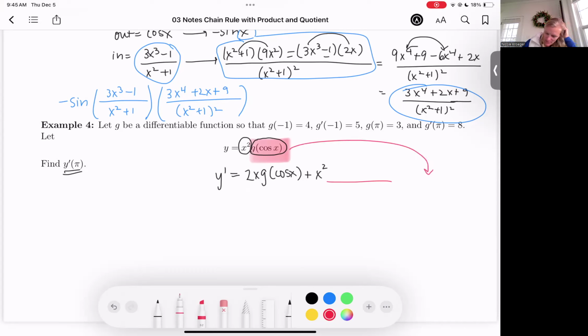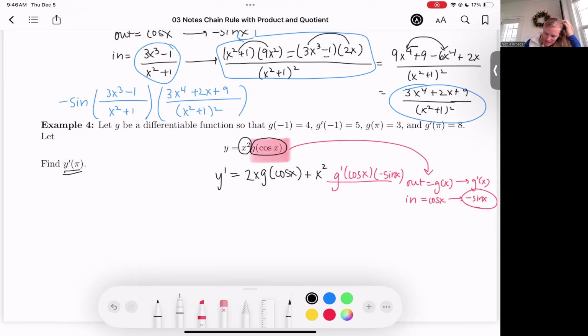So my outside function will just be g of x. My inside function will be cosine of x. The derivative of g is just g prime. The derivative of cosine is negative sine. So when I put this all together, I plug cosine into g prime. So I get g prime of cosine of x, all of that times negative sine. Okay, so that's y prime.